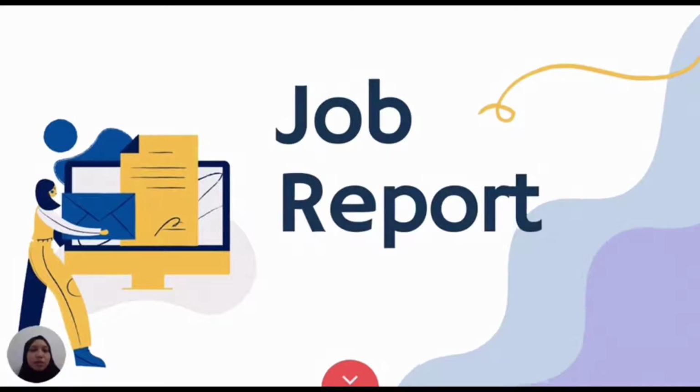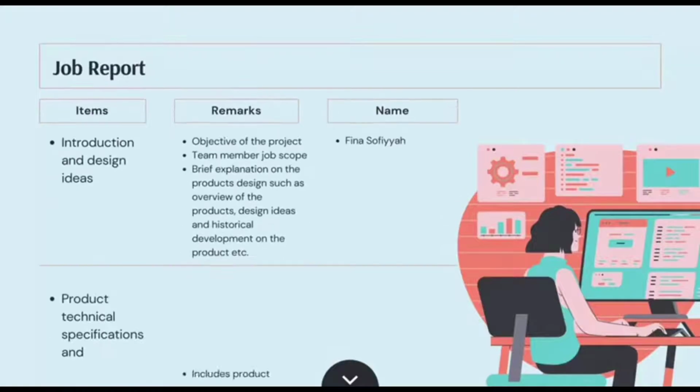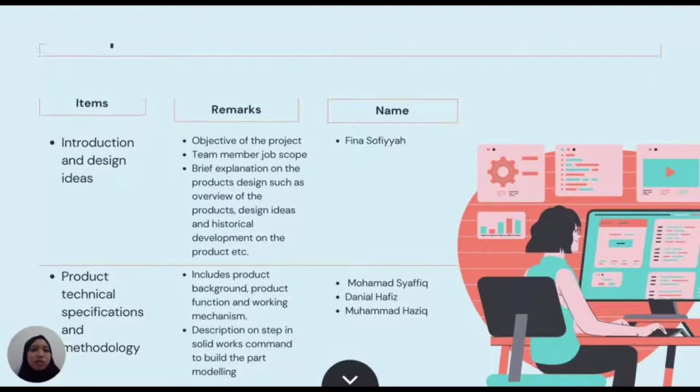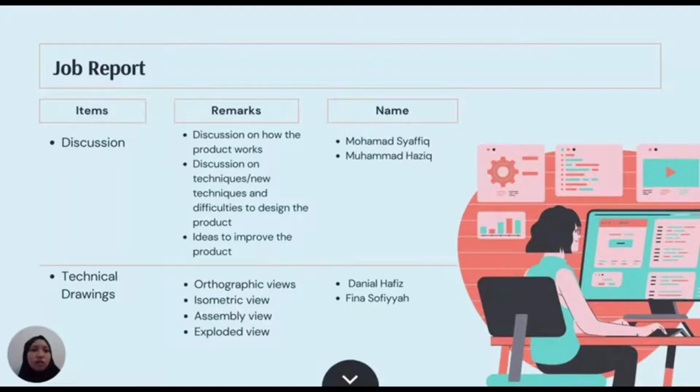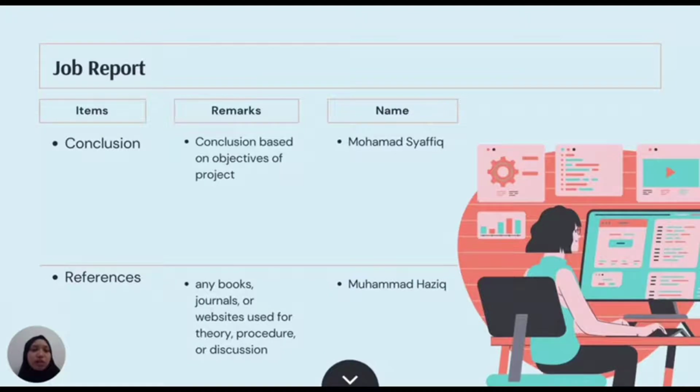Next, job report. Same as job scope, we assign tasks equitably following discussion for work reports from front page, abstract, introduction, product, technical specification, until conclusion, and references.